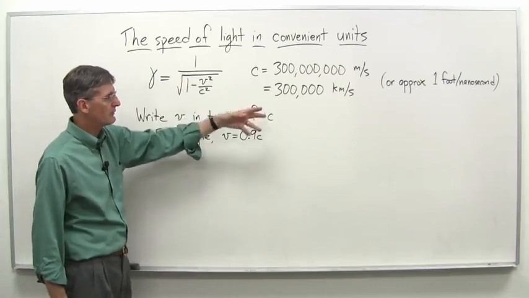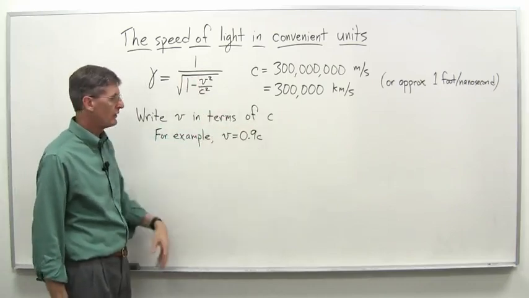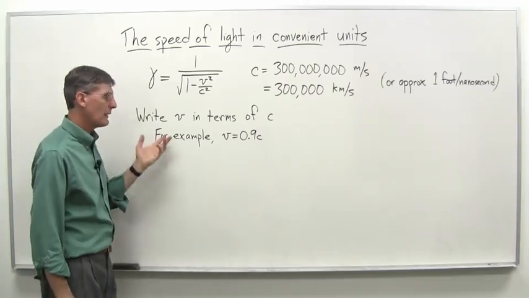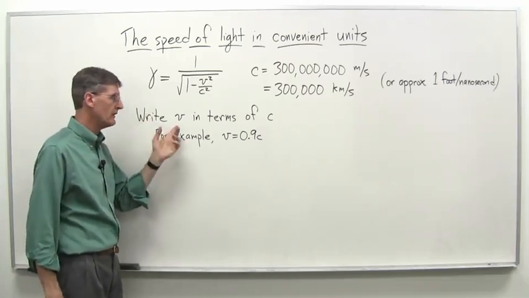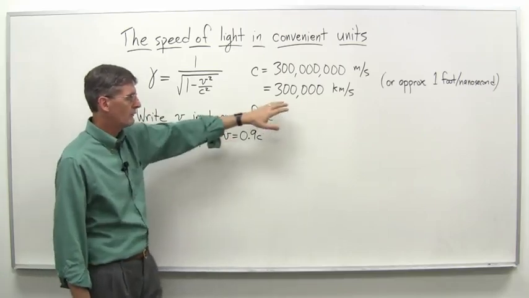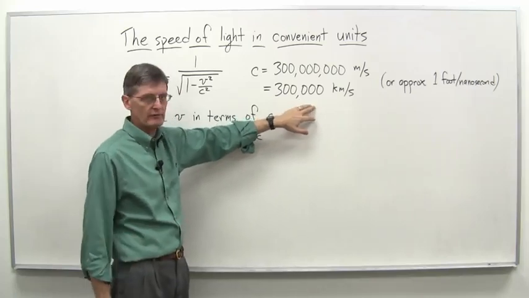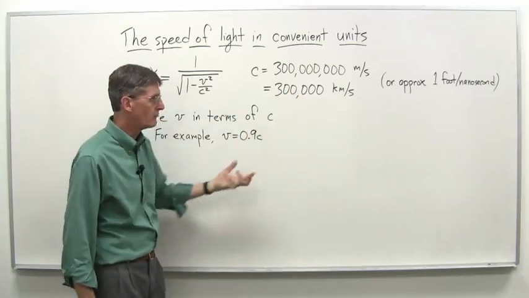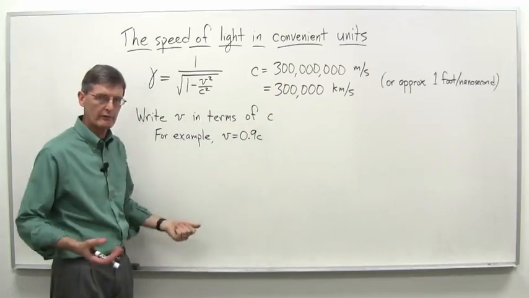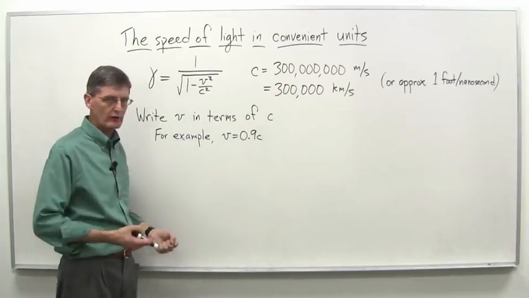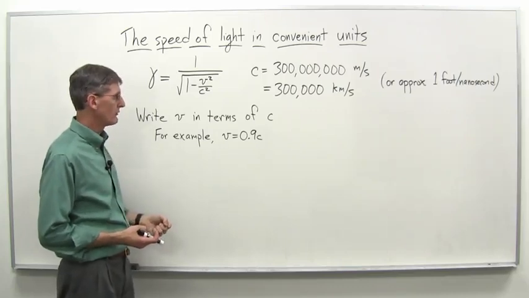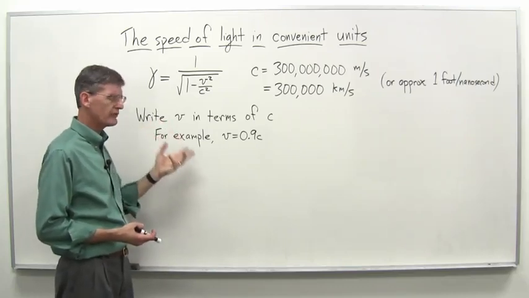So 300 million meters per second, 300,000 kilometers per second. Note what happens though if we just deal with v in terms of c. And by the way, we've been using these units because I wanted you to get a feel for the magnitude of some of these numbers, or sometimes how small they are too, if you've been doing the problem sets, working with some of those numbers. But let's think about this a minute.